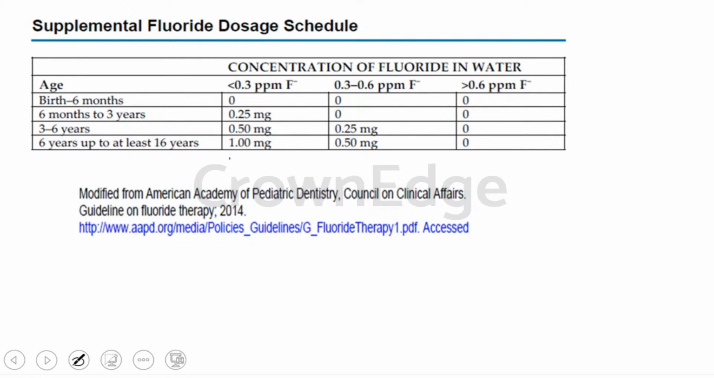And once the results come back, depending upon the fluoride concentration that has been given by the lab to you, you would decide which category they belong to, whether they belong to the less than 0.3 ppm fluoride or between the 0.3 to 0.6 ppm fluoride. And depending upon that, you would supplement the child with fluoride.